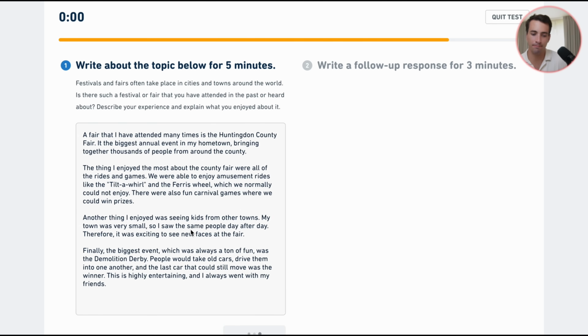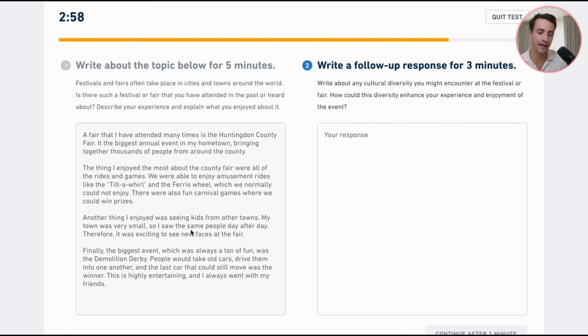Then, in part B, we will be given a follow-up topic or prompt. This prompt will be related to the first prompt, and typically what it does is it asks us to zoom in, focus on a particular aspect of the topic. So we were asked about festivals and fairs in general and what we enjoy about them. Now in part B, we're being asked, what about the exposure to the cultural diversity that we encountered at the fair, and how did that benefit us? How did we enjoy that cultural diversity?